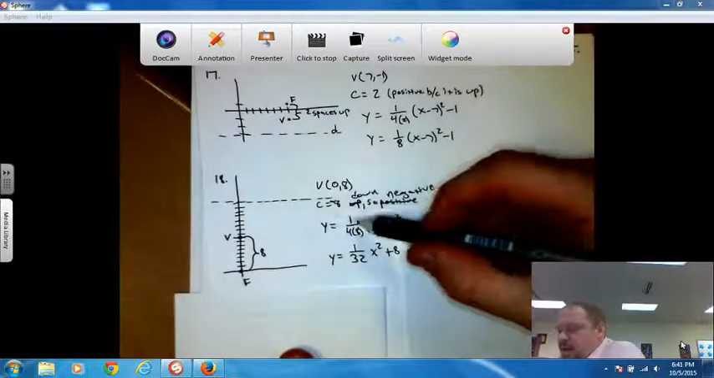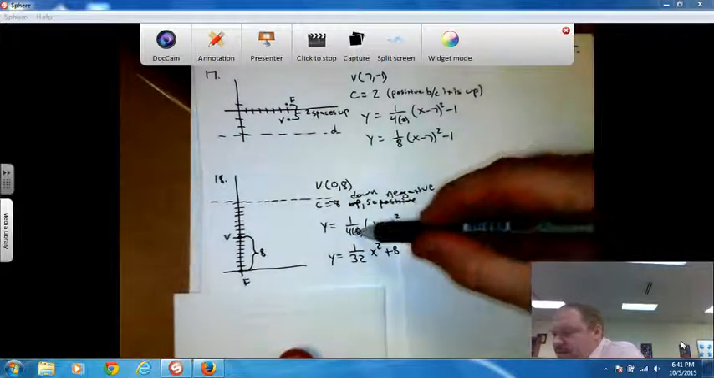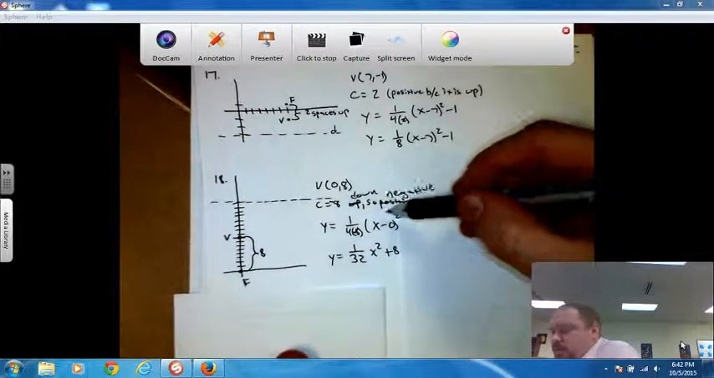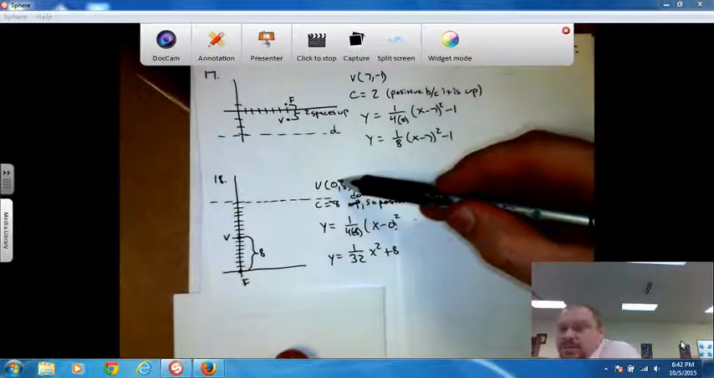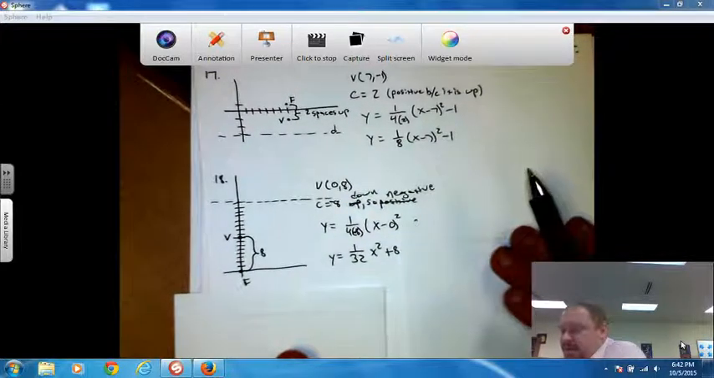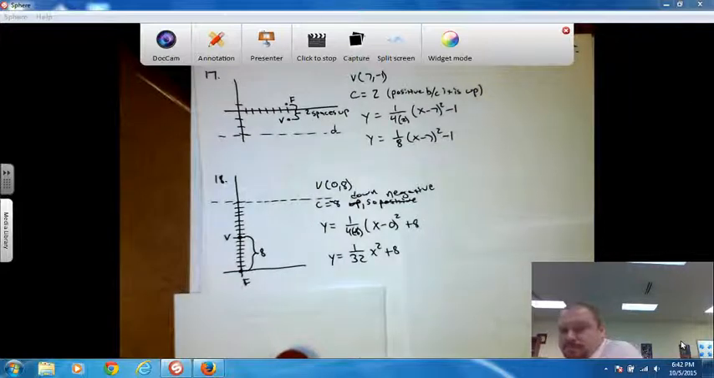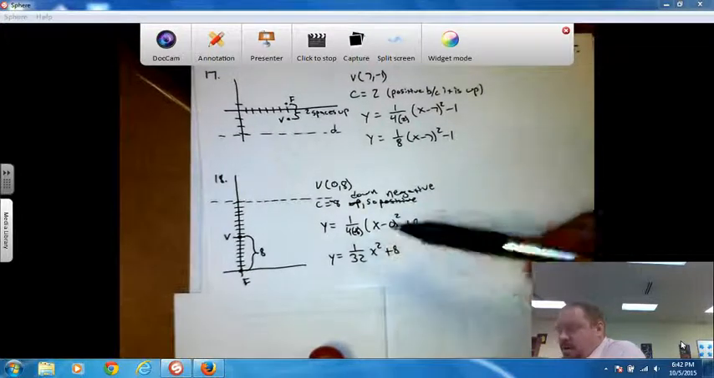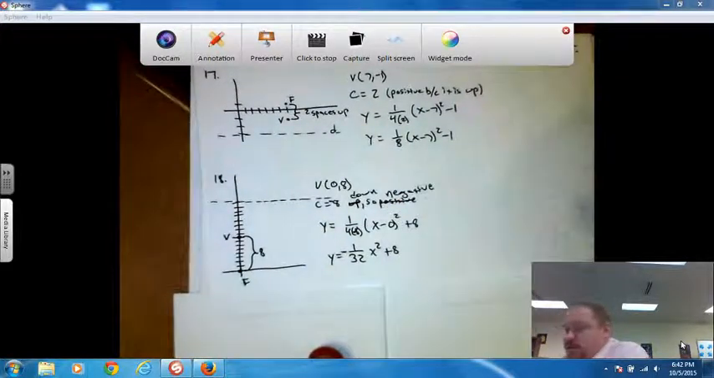So plug in 1 over 4 times negative 8 times parentheses x minus 0 and then plus 8. So we get negative 1 over 32 x squared plus 8. So that's the last set of questions out of that section.